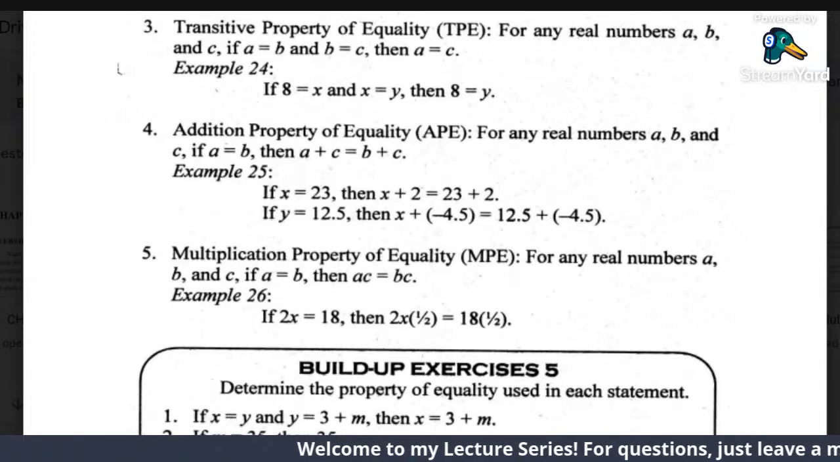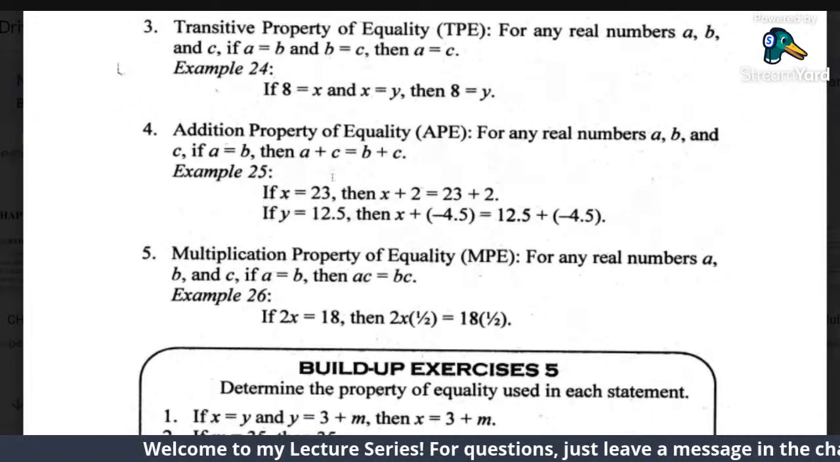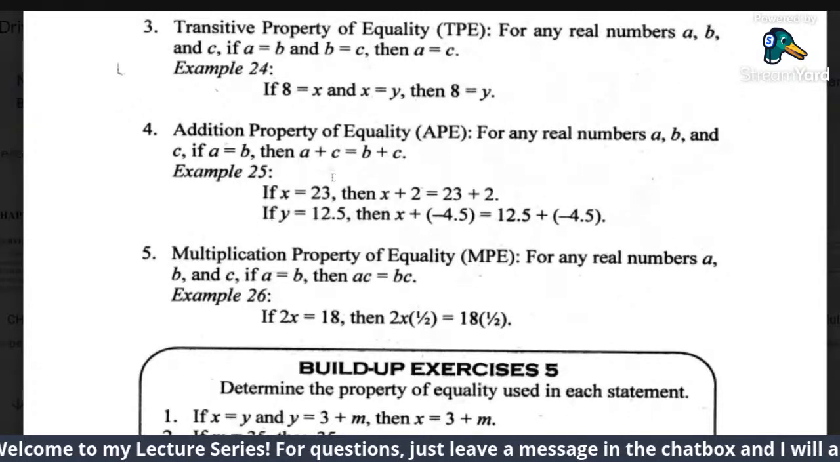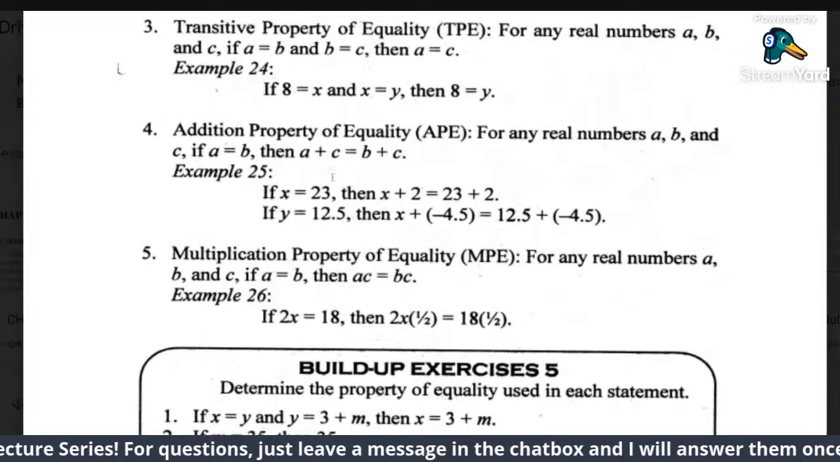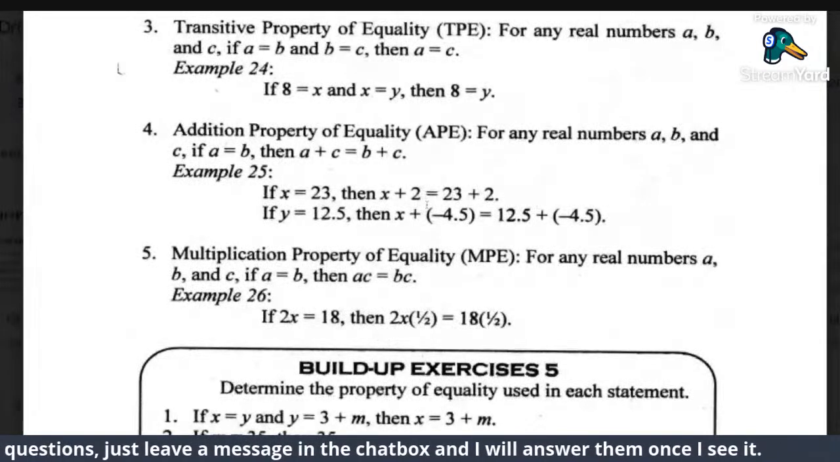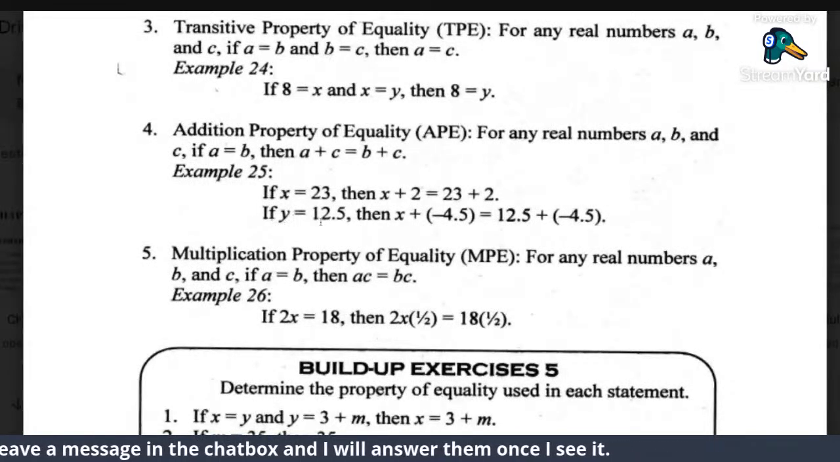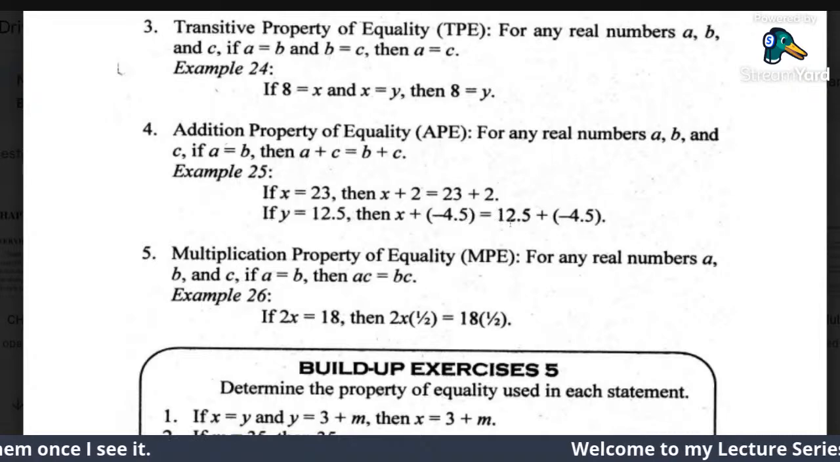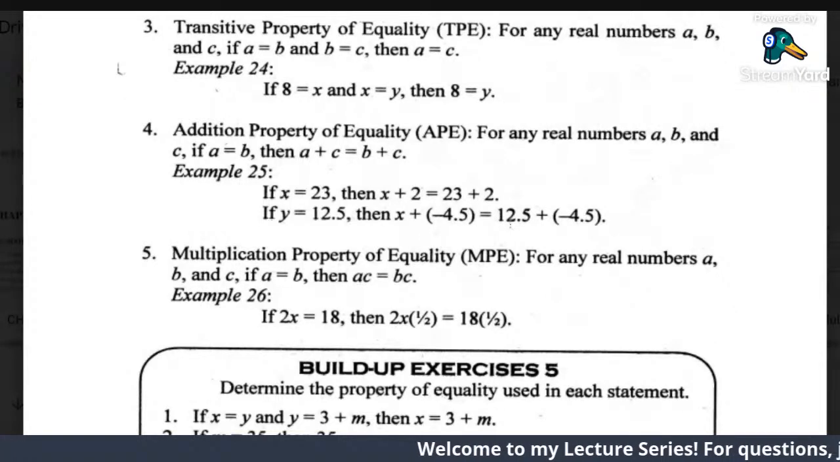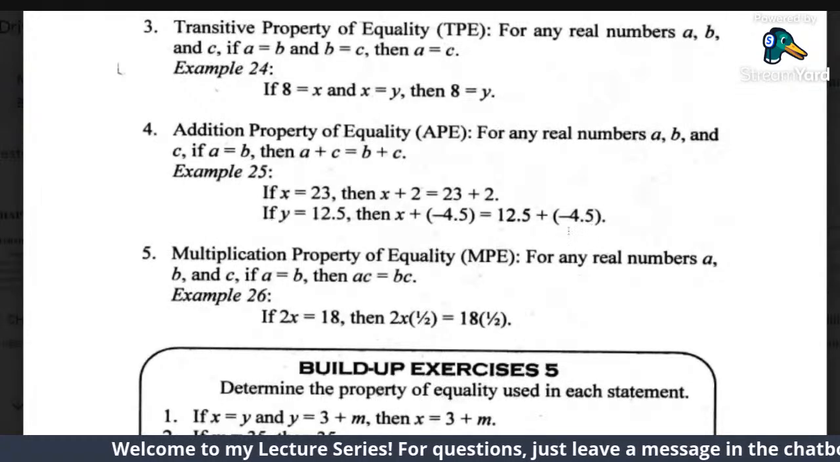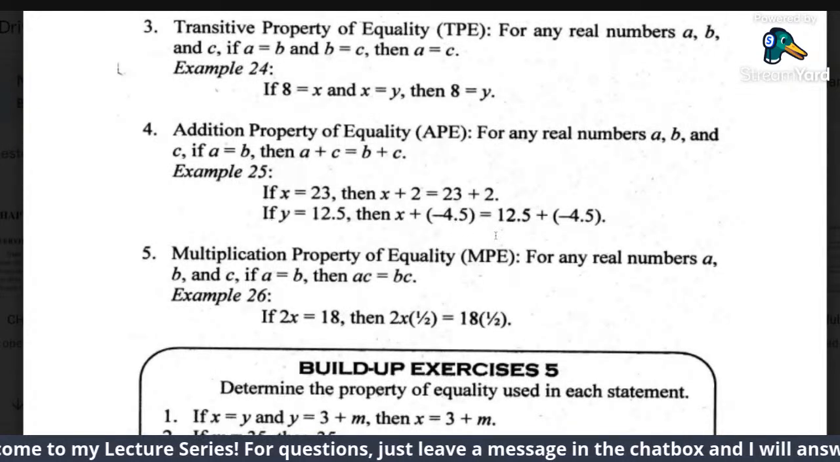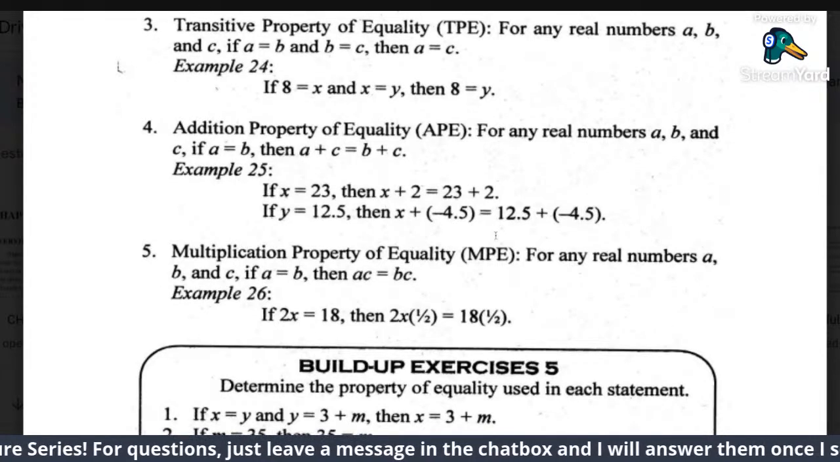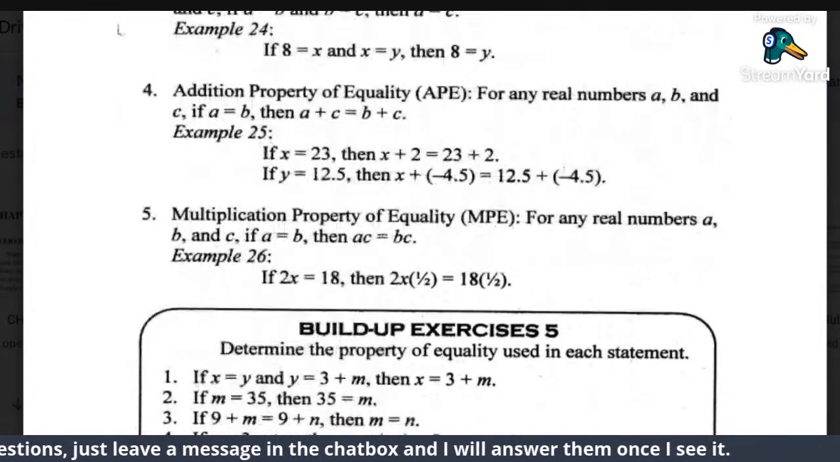So here, if x is equal to 23, then x plus 2 is equal to 23 plus 2. If y is equal to 12.5, then y plus negative 4.5 is equal to 12.5 plus negative 4.5. Here we are just adding a number to both sides of the equation.